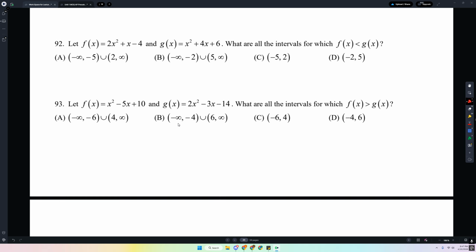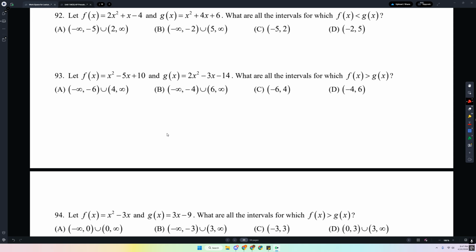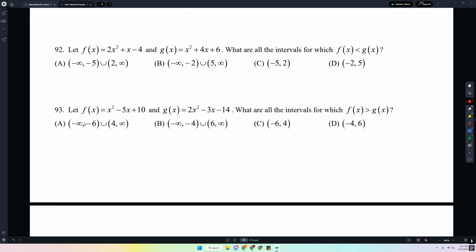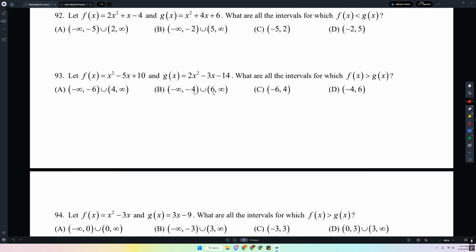Okay, we'll do one more sign chart. We'll do 93. It's a bit different, so we'll do 93. I'll give until 9:50 EST, so 3 minutes.